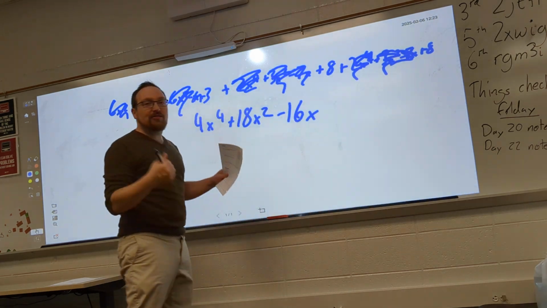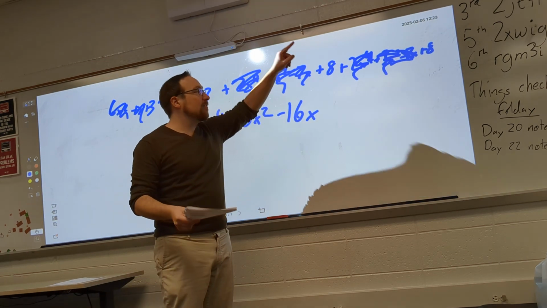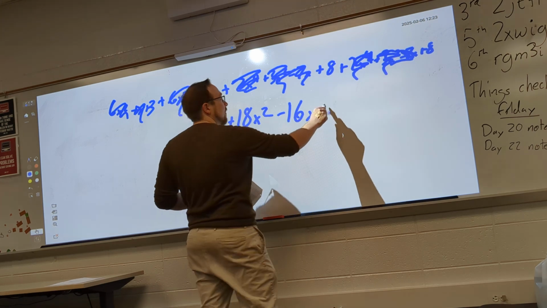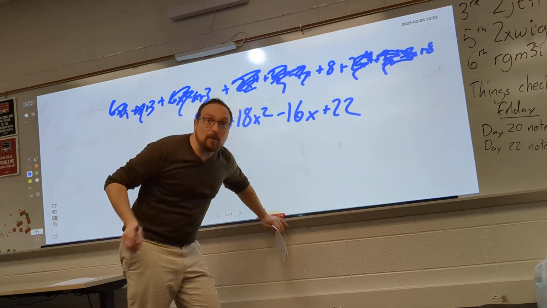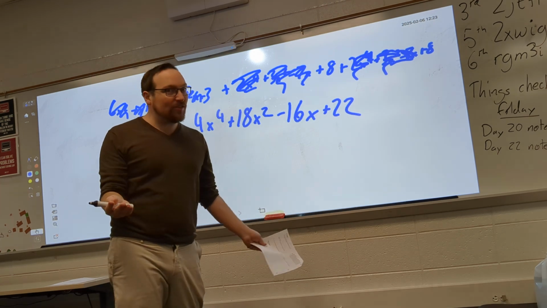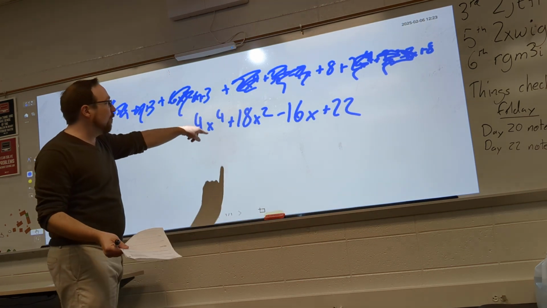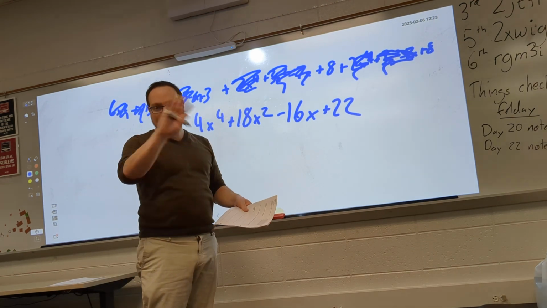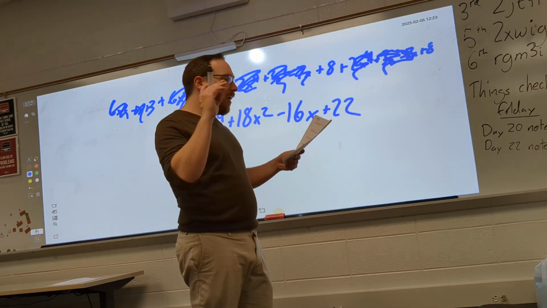And then last but not least, the constants, the regular numbers. We've got 3 plus 8 plus 8, which is 22. Whew. A lot of writing on this one, but the math itself wasn't too tricky. It was just a lot of writing. So we ended up with 4x to the 4th plus 18x squared minus 16x plus 22. Easy. Well, not easy. Long, but not too bad.